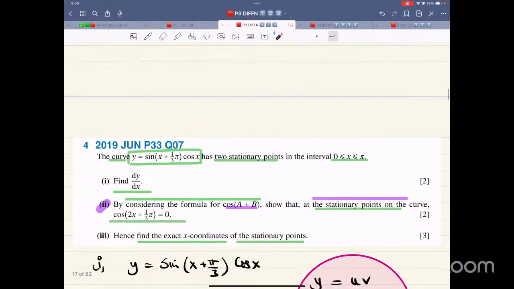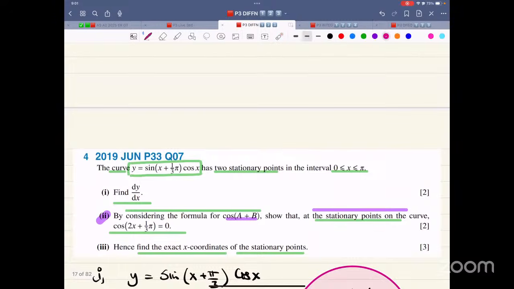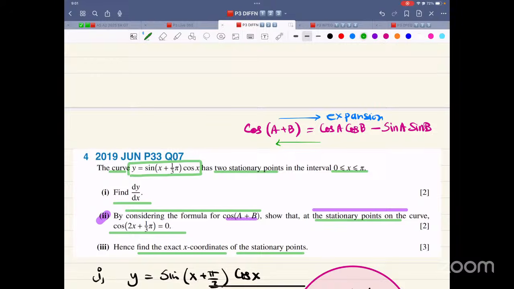Now, if I write the formula of cosine A plus B, let me write it so that you can have an idea what I'm talking about. So cosine A plus B is cosine A cosine B minus sine A sine B. Remember, if I expand it this way, this is expansion. And if I go the other way, this is compression, the opposite of expansion.